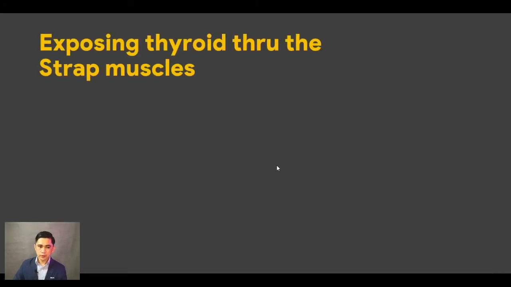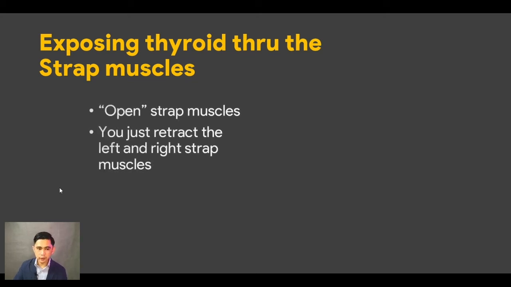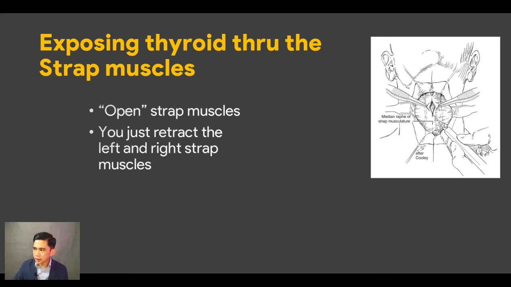Now, we go to our thyroidectomy. We already know our strap muscles, so we have to expose the thyroid by opening the strap muscles. Just retract or move the left strap muscle and the right strap muscle. You just have to open it, just like this. We have one set of strap muscles to the left, one to the right. It's like opening a curtain.